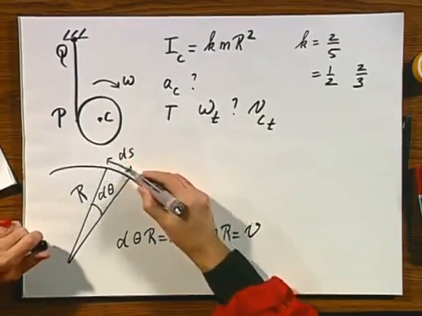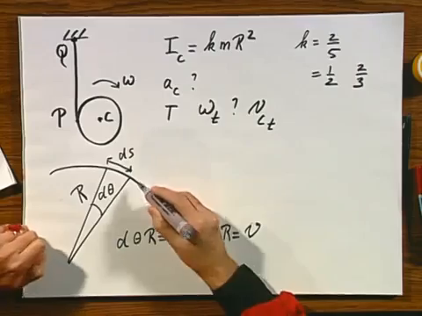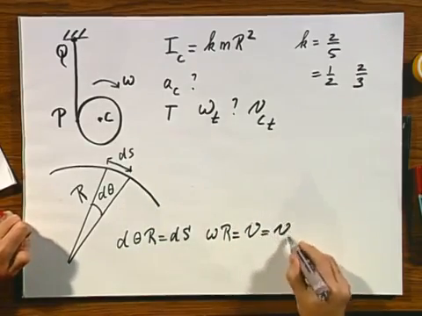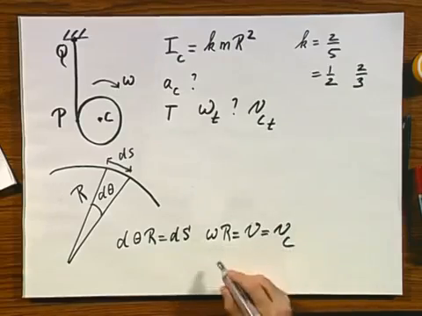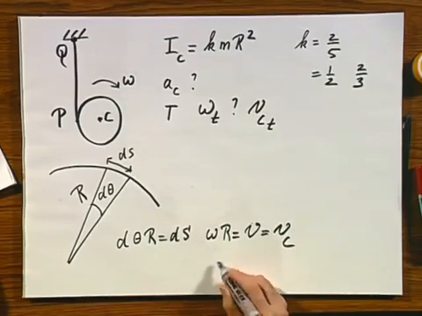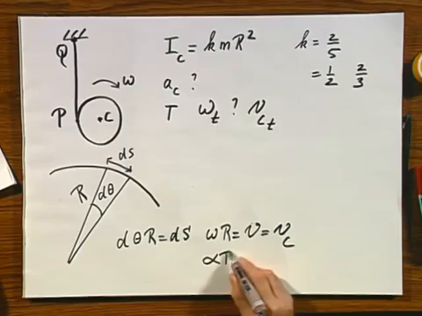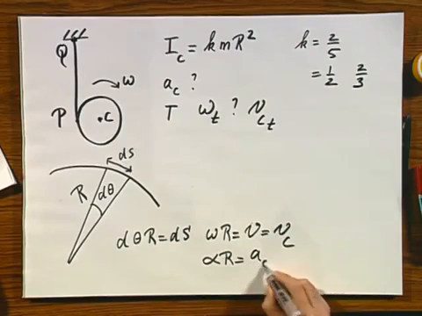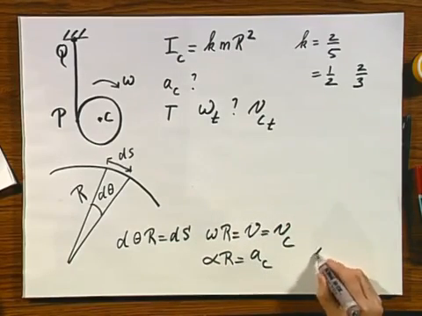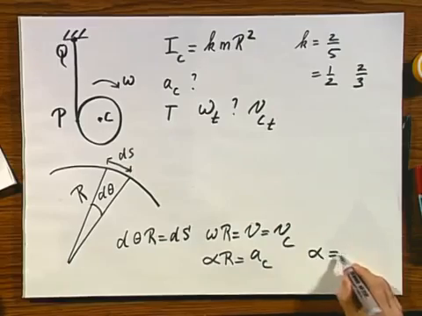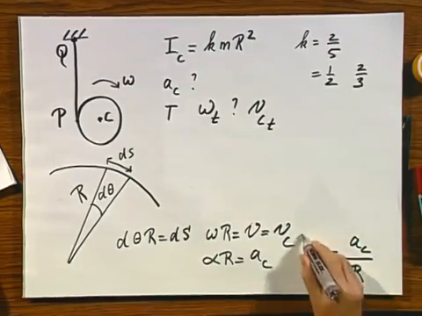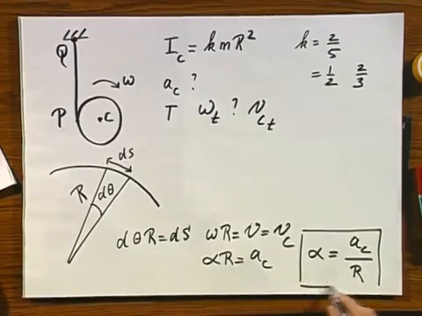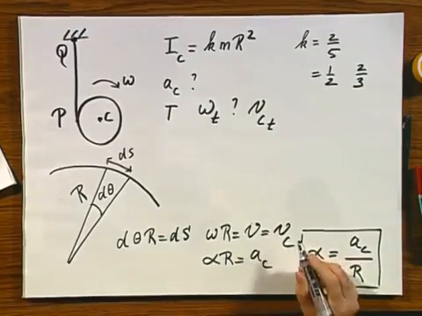equals v. This is the tangential velocity of the rope here, but that is also the same as vc because there is no slip. And if you take the derivative of this so that omega dot becomes alpha, then you get alpha times r equals the acceleration of the center of mass. And I will repeatedly use today that alpha equals the acceleration of the center of mass divided by r. So that is a necessary condition for no slip.